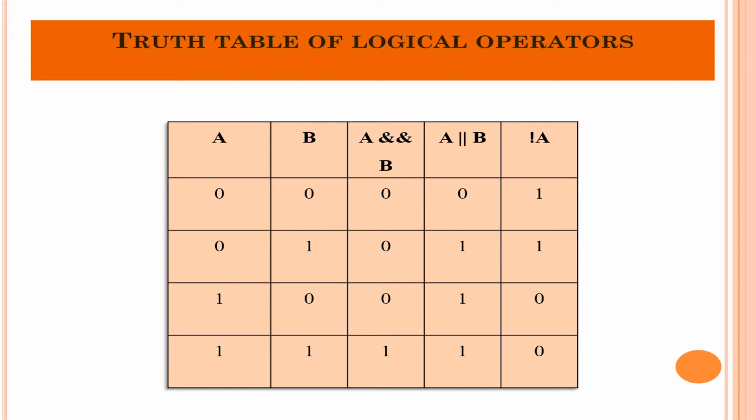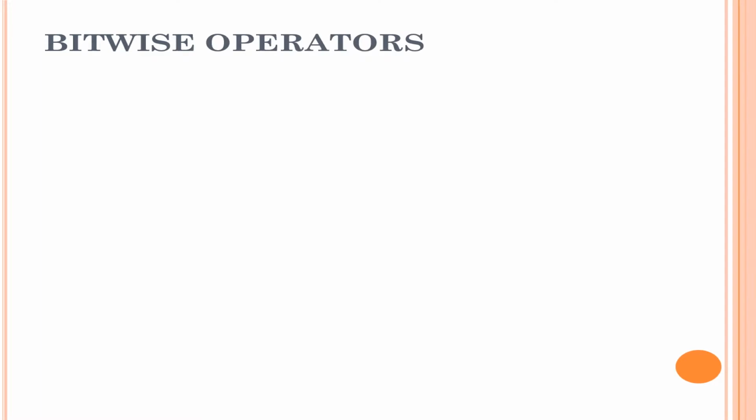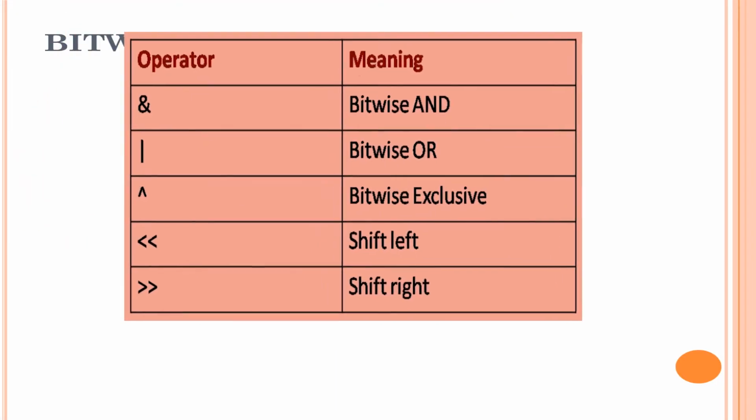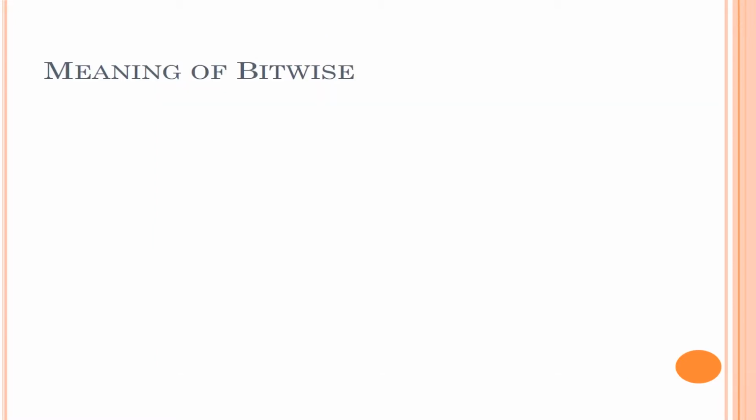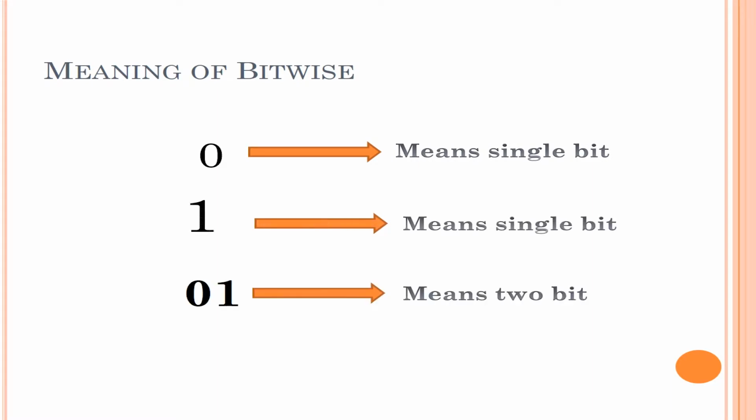Next category is bitwise operators. These are the same as the logical operators. The difference is that bitwise operators work on bit scale, meaning binary representations of data. The meaning of bitwise is the combination of two bits. For example, 0 is a single bit and so is 1, but 0, 1 are two bits and so on. These operators are used to manipulate values for various purposes such as calculations and comparisons.